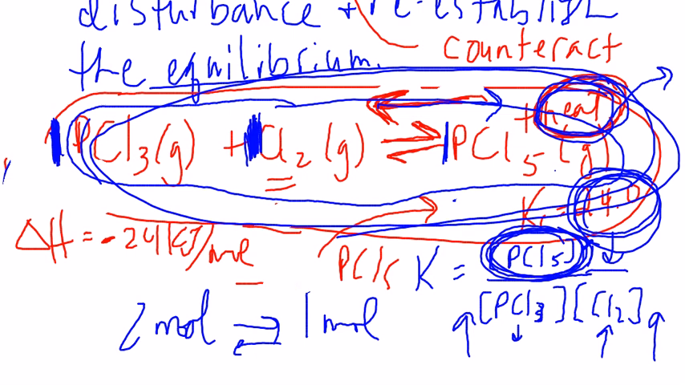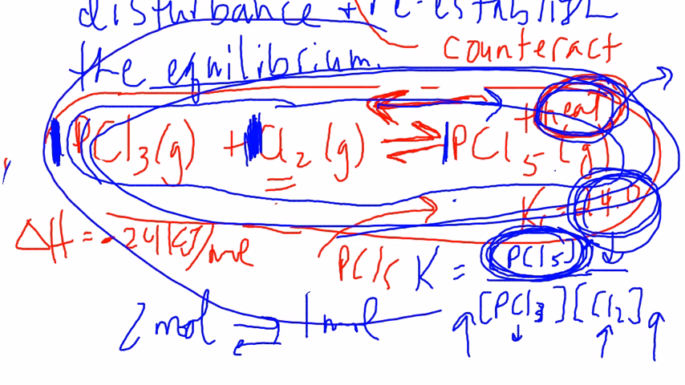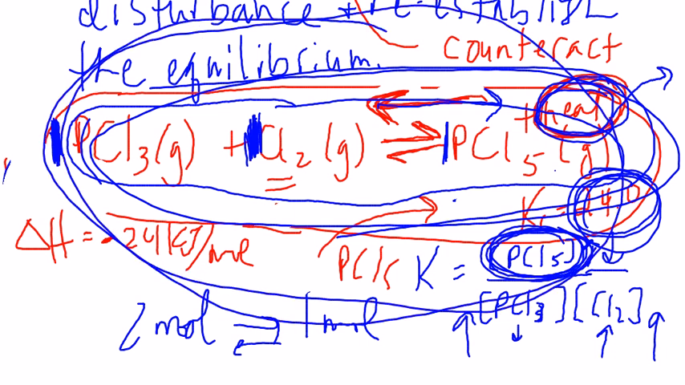If, on the other hand, the opposite happened, if we took this system and put it into a much larger container, the system responds to counteract that stress. It would shift the equilibrium to the left, to the larger number of moles, thereby reestablishing the equilibrium.